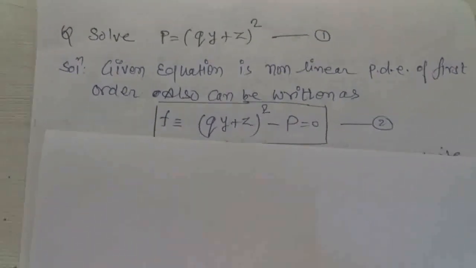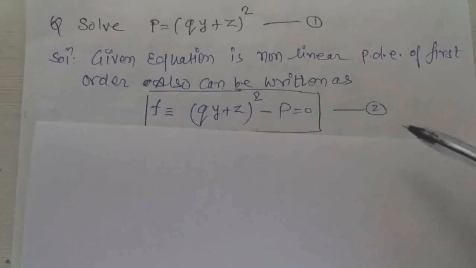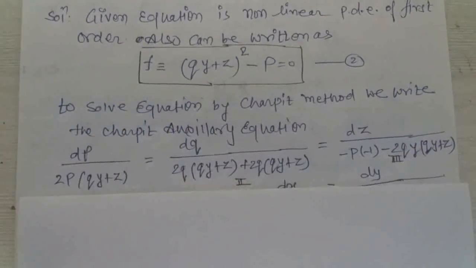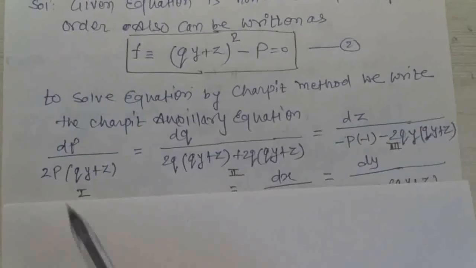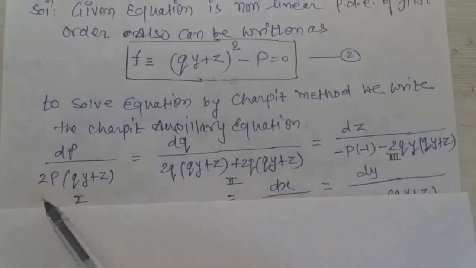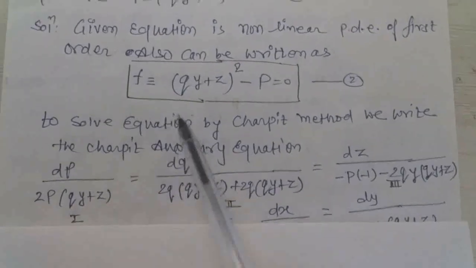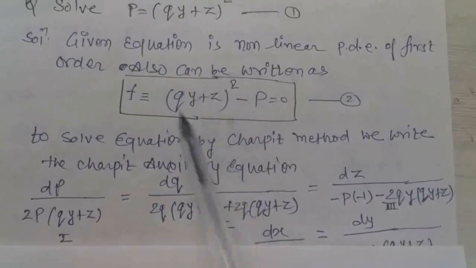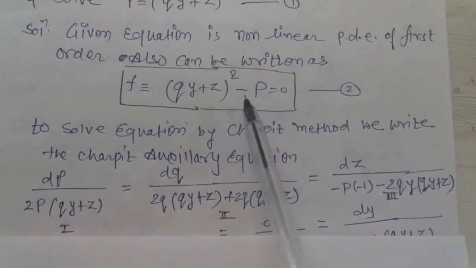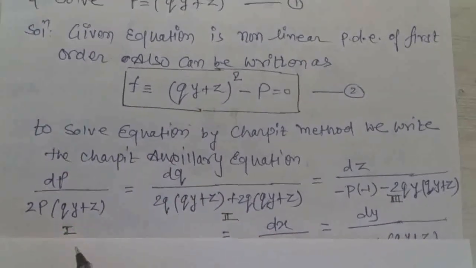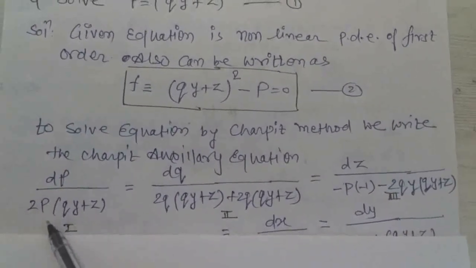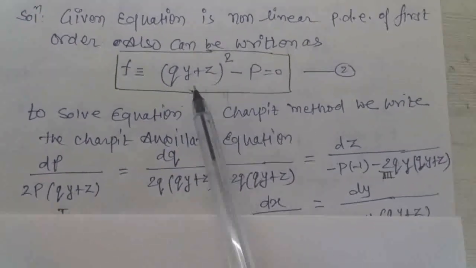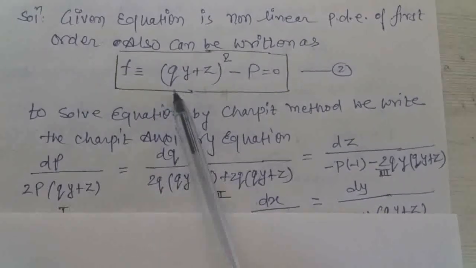Now we write the Charpit auxiliary equation. We have to write the Charpit auxiliary equation corresponding to equation 2, which is given by dp upon del f by del x, the partial derivative of f with respect to x, but there is no x variable, so this whole expression is constant with respect to x, and therefore del f by del x is 0, plus p del f by del z, the partial derivative of f with respect to z. So we get twice qy plus z.